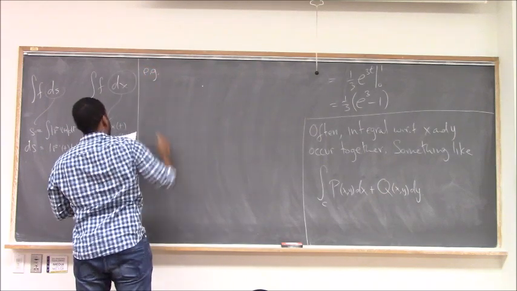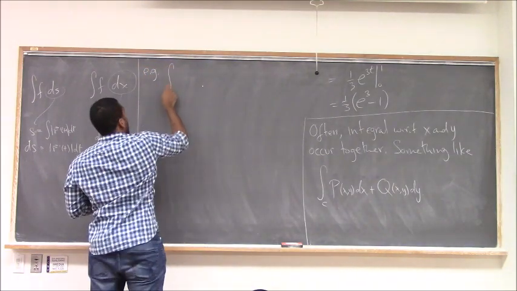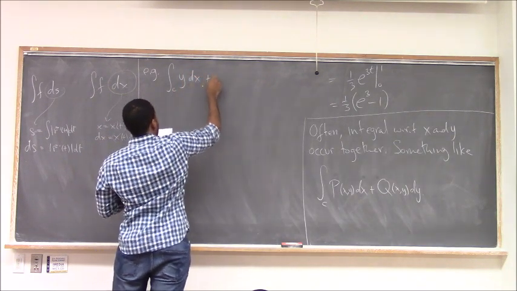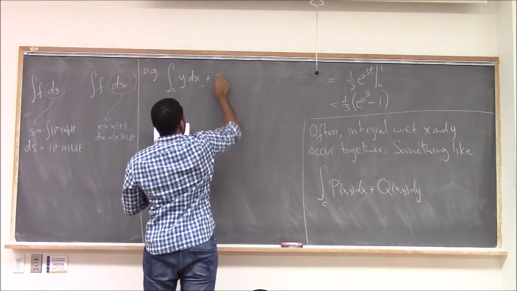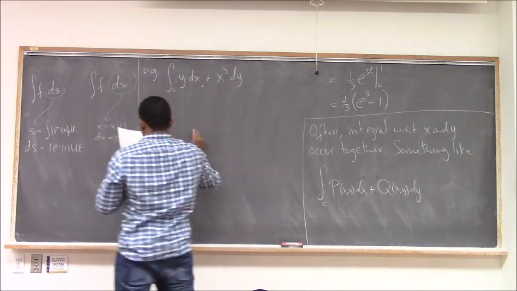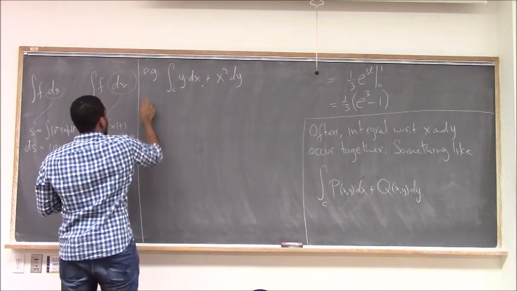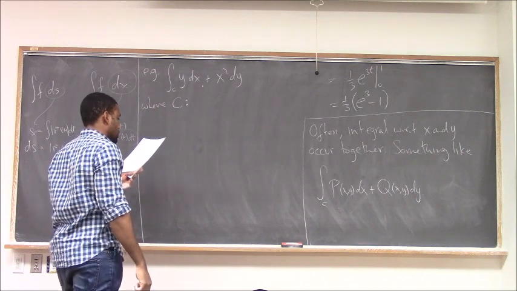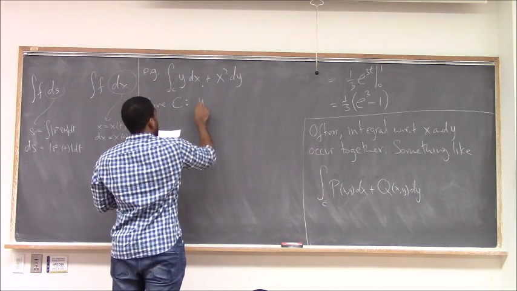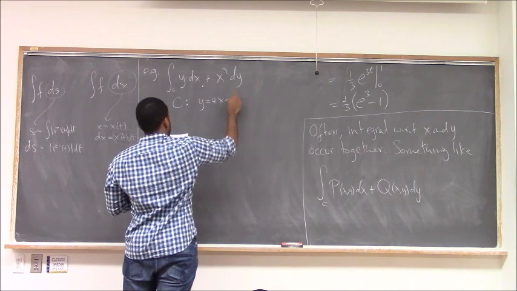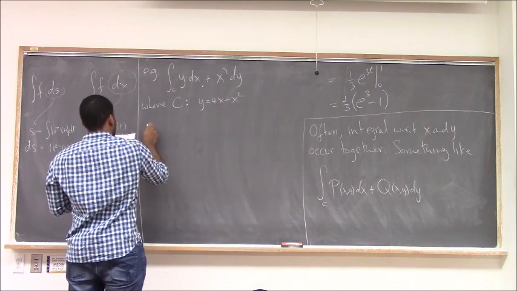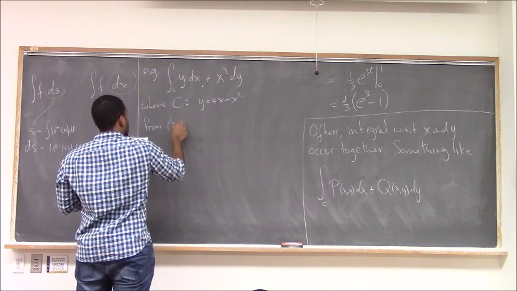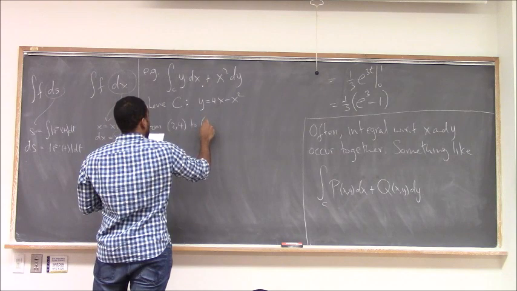For an example. Integral along C of y dx plus x squared dy, where C is given by the following. y equals 4x minus x squared from (2, 4) to (1, 3).